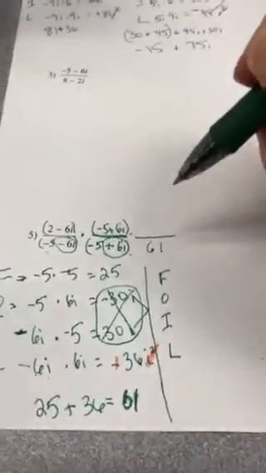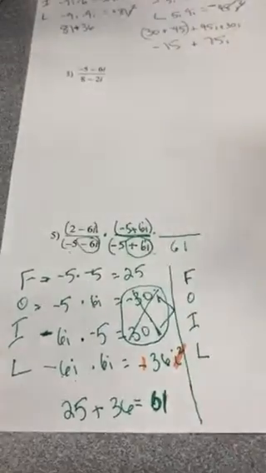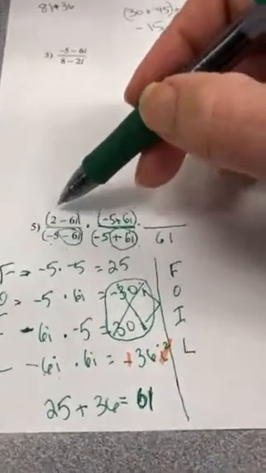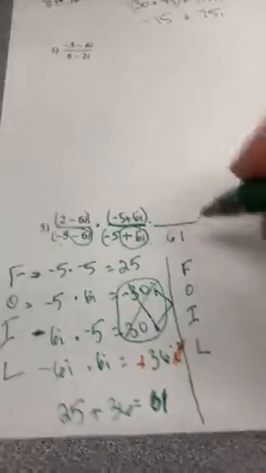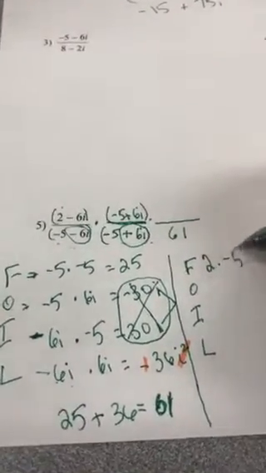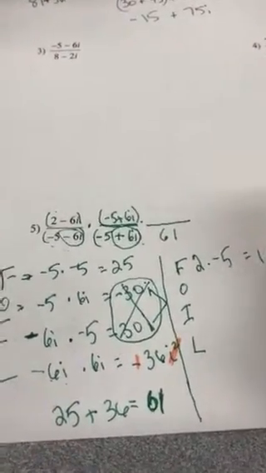It's not going to be as pretty this time. We're not going to have anything cancel out in the middle, most likely. So let's look and see what we have. My first is 2 times negative 5, and that's negative 10.